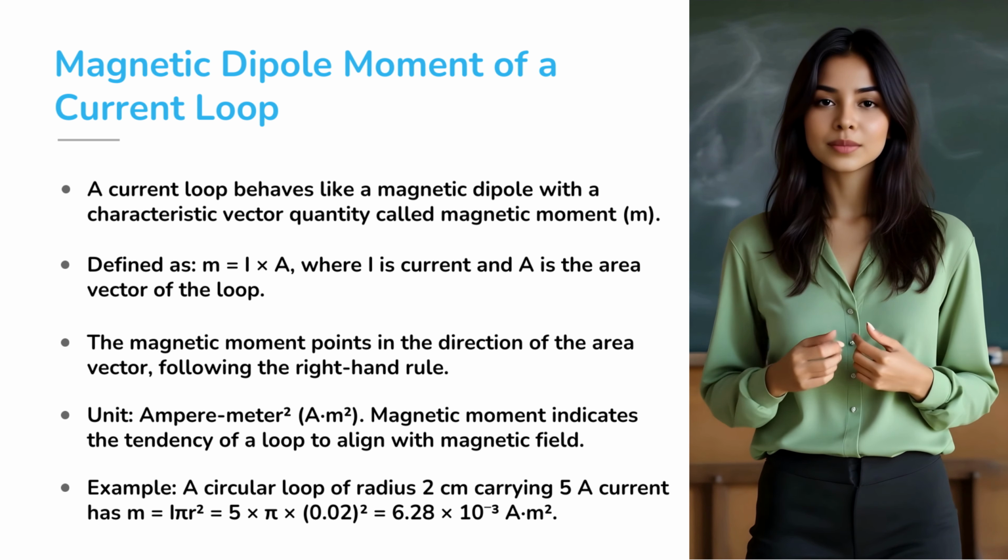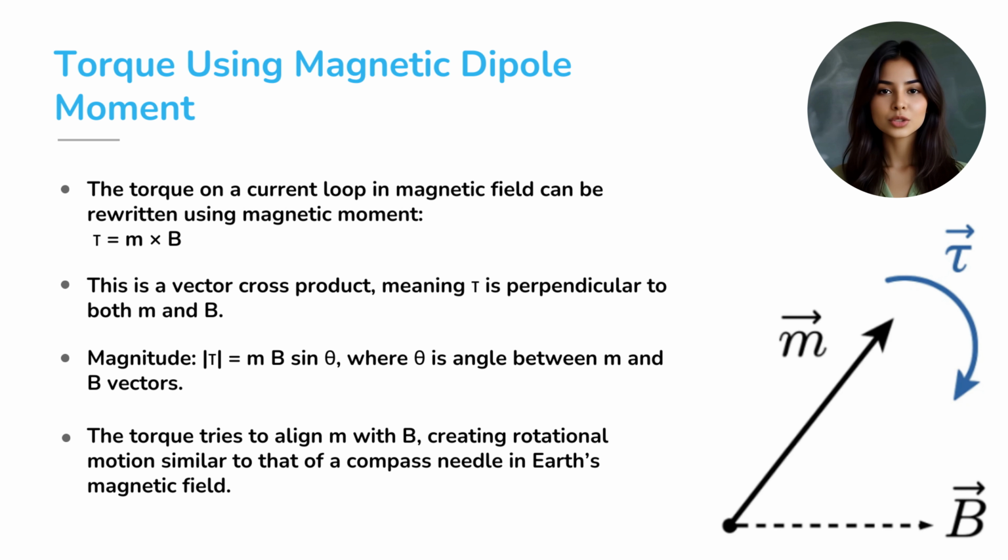Let's bring magnetic moment into the torque formula. Instead of tau equals N I A B sin theta, we can now write tau equals m cross B. Yes, torque is the vector cross product of magnetic moment and magnetic field. The magnitude of torque becomes m B sin theta. So, the torque is maximum when m is perpendicular to B and 0 when aligned.